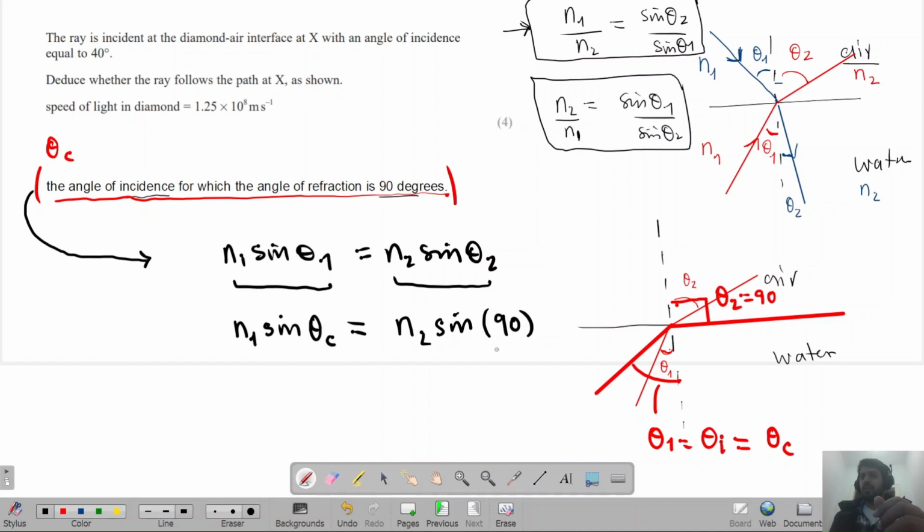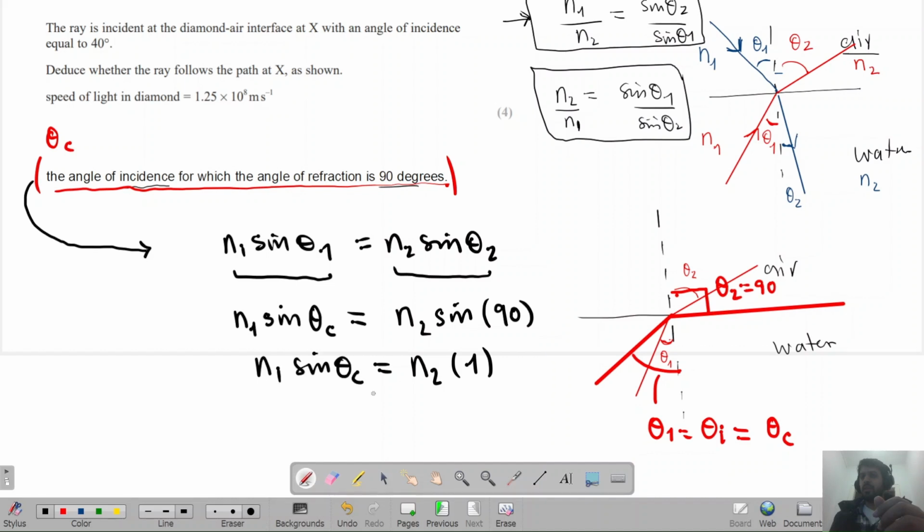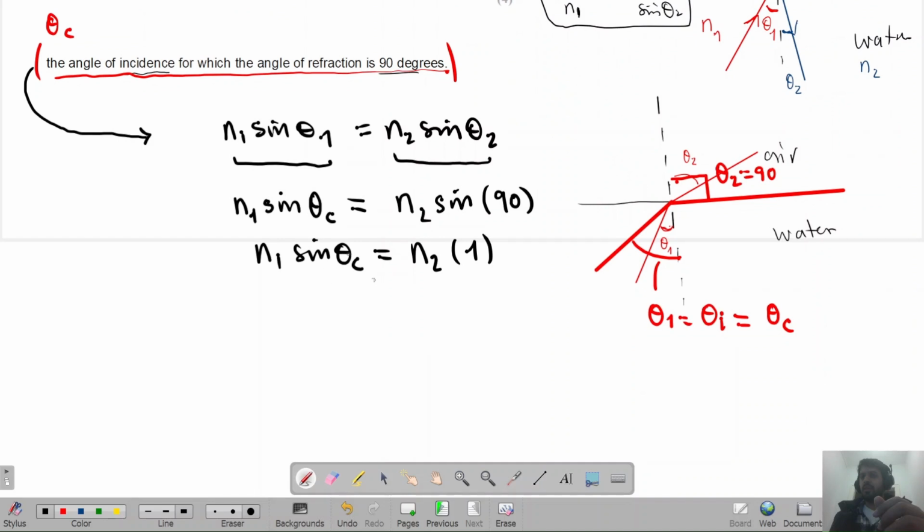And we know that sine 90 is just 1, right? So sine of 90 degrees will just give you 1. You'll get N2 here, N1 here, and you'll get sine of theta C. Now, if you just rearrange this equation for theta C, I'll do it in steps. First of all, sine of theta C will just be N2 over N1. We divide both sides by N1. That's how you get this equation. And now, because we need to find theta C, we can take sine inverse on both sides. On the left side, sine inverse and sine will cancel, and on the right side, you will get sine inverse of N2 over N1.